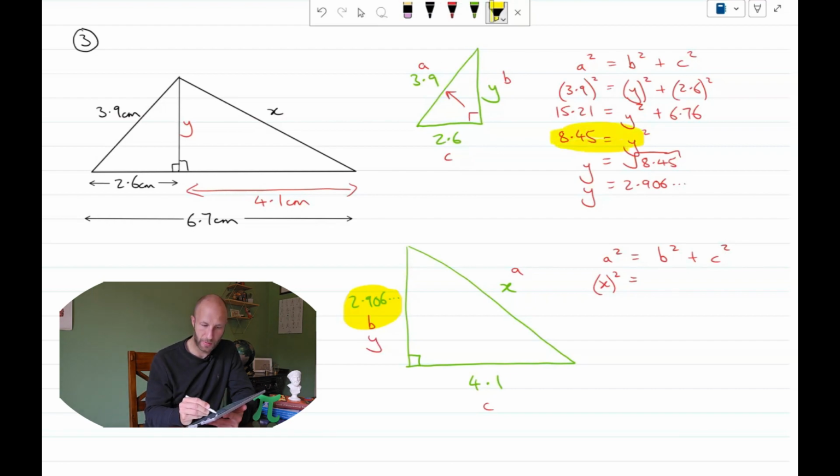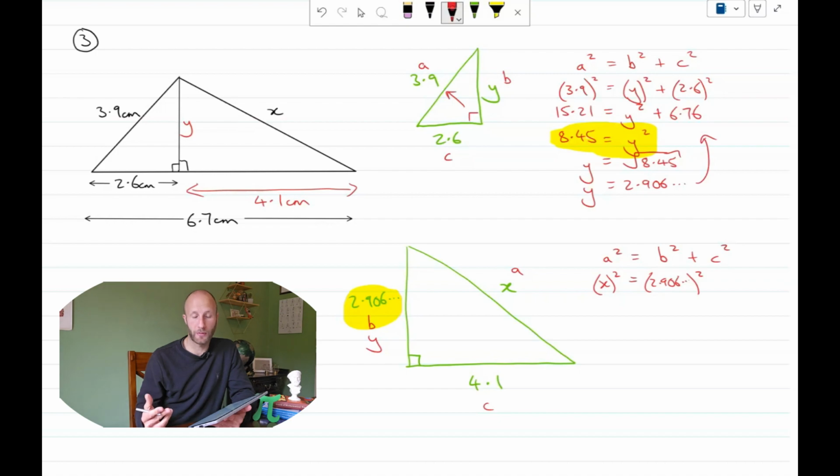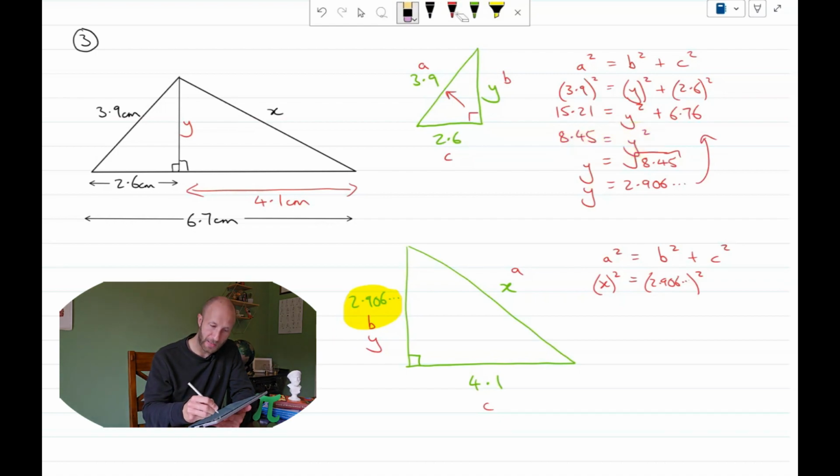And I know y squared is 8.45. So if I put that 2.906 in and square it, this is the little trick, then I know I get 8.45 out because I'm almost substituting for y squared rather than y. If you want to go the full way, that's fine, like I've shown here, but that should work out as 8.45. I want to keep the exact number in my calculator. If you want to store it as a letter, that's fine. I'll do a video on storing for you so you can watch that.